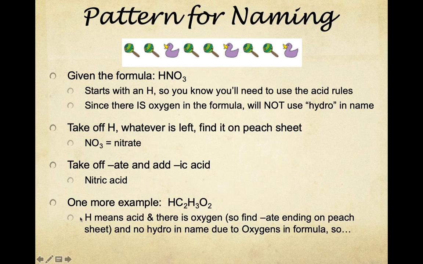Okay, so here's what we just did. The H means acid. There is oxygen. So find the ate ending on the ion guide sheet. No hydro in the name because of the oxygen. So acetic acid, because acetate changes to ic acid. The acid tells us it starts with an H. The acetic part tells us it was C2H3O2 from the ion guide sheet.